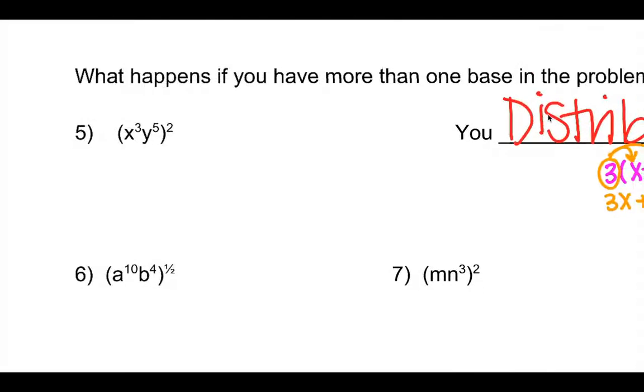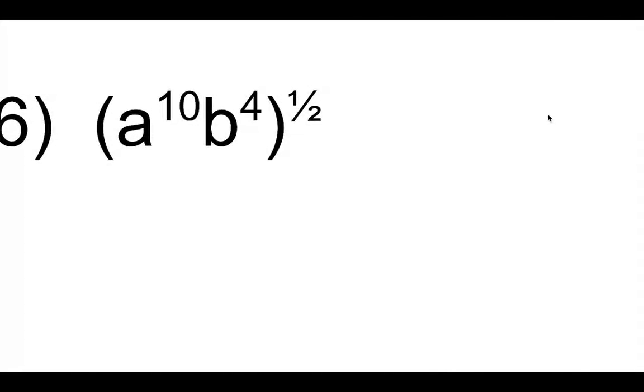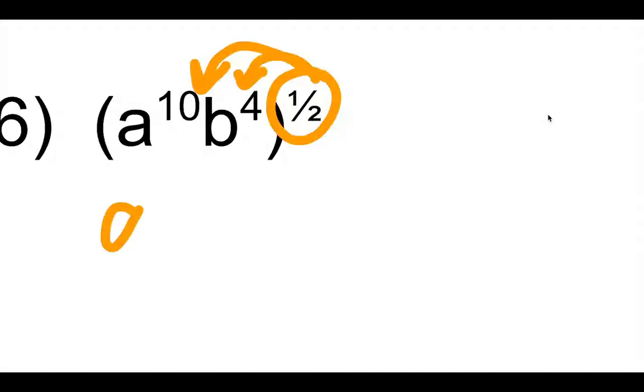Where'd the other problem go? Down here. Okay, so same thing here. I'm taking this half, it has to be multiplied by everything inside. So I've got the base of A, 10 times a half is 5. Base of B, 4 times a half is 2.